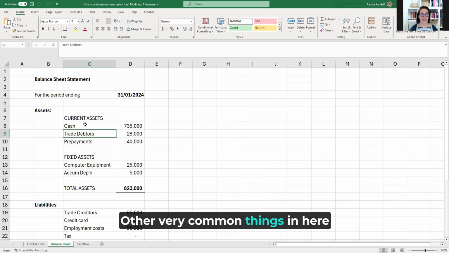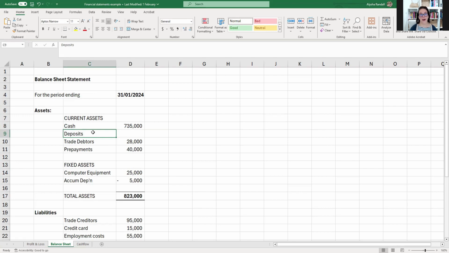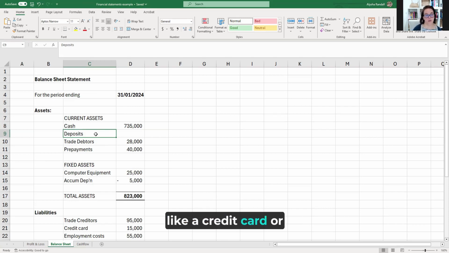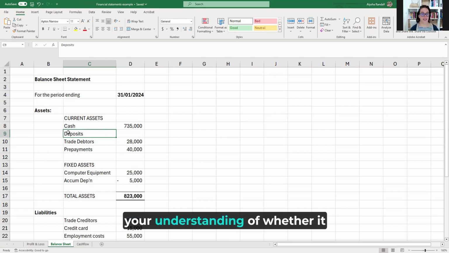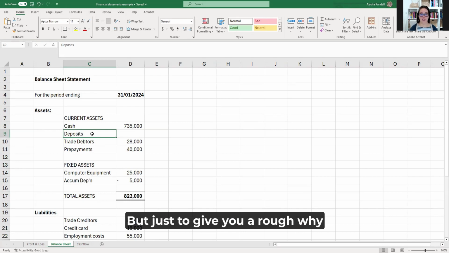Other very common things in here as part of cash that may be a separate item is deposits. Depending on how quickly you can access these, if it's a rent deposit and you're locked into a 12-month contract, then it could fall under fixed assets, or it can fall under current if it's a short-term deposit, like a credit card or something like this. I wouldn't stress too much with your understanding of whether it should be current or fixed. That's your accountant's and bookkeeper's job. But that's just to give you a rough idea why they're in different categories.